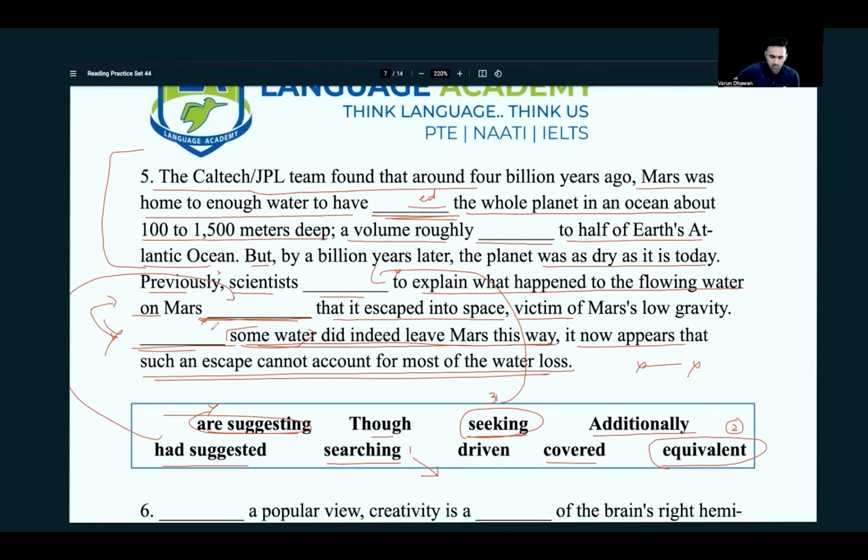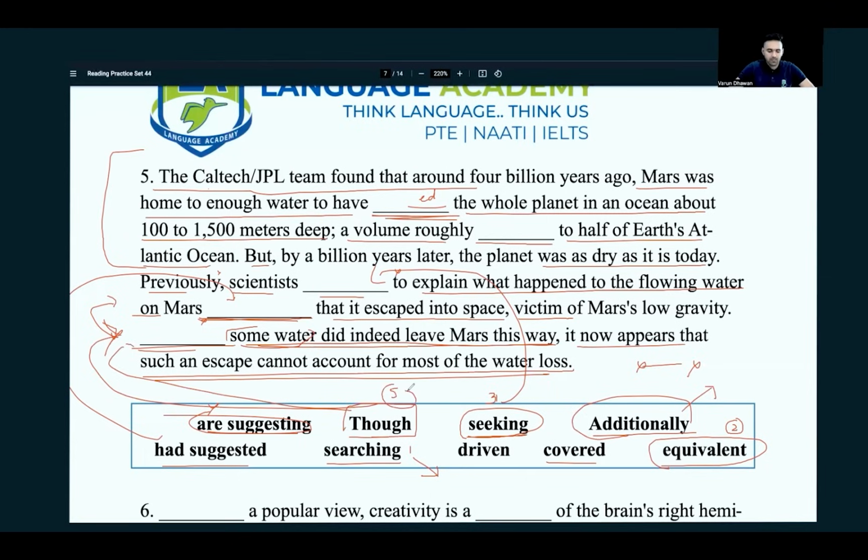So a contradicting word. Had suggested won't go; though is to contradict. This can go over here, but let's look at the other options as well. Additionally is to add on, but we are just saying earlier scientists were claiming all the water went into space, but now we are saying only some amount of water went into space. So though will be the right answer over here.